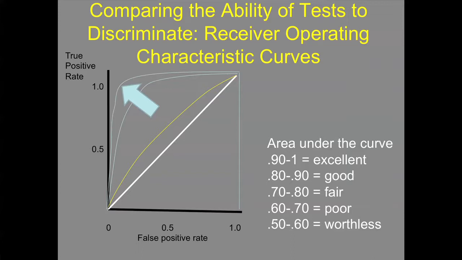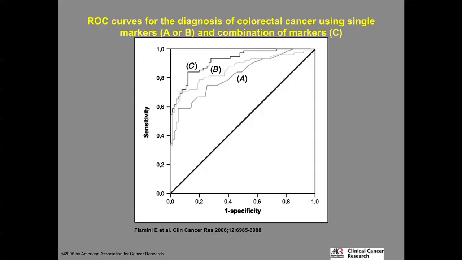So what you're trying to do is accumulate tests that allow you to fit a curve that's right in that corner over there in order to be able to discriminate between those who will and won't develop heart disease in our case. This has been used for cancer as well for quite a while. And what you see here is the ability of two tests, A and B, to determine whether somebody has colorectal cancer or not. And you can see by using both of them in combination, the area under the curve is somewhat greater. So by using those tests together, you can say that B is better than A, and C, that is using both of them in combination, is better than either one on its own.